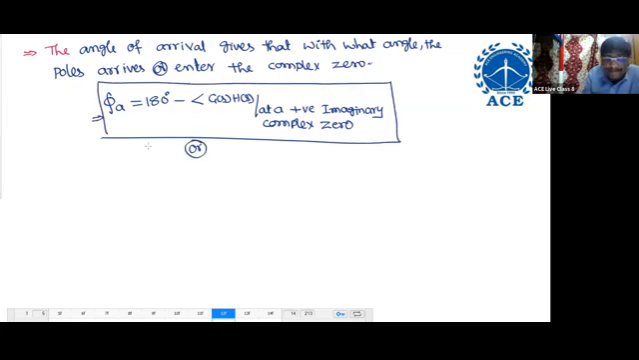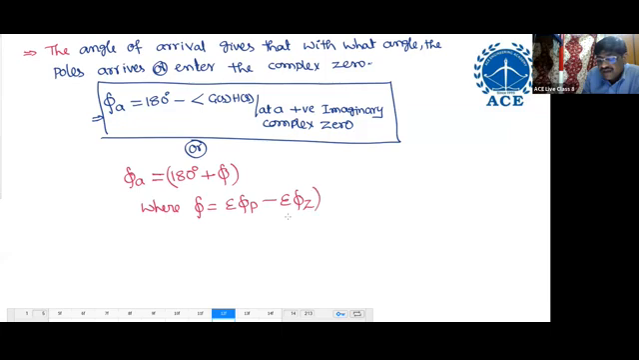Or phi A equal to what? 180 plus pi, where pi equal to sum of angles contributed by the poles minus sum of angles contributed by the zeros. Very good.